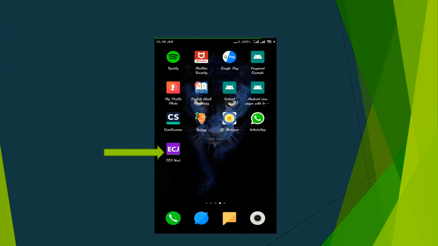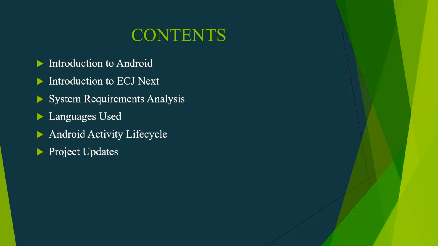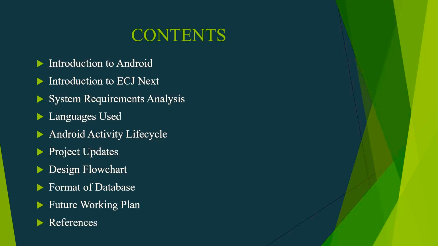So this is how my app icon looks like and the name of the app is ECJ Next. In the contents I have introduction to Android, introduction to my app, system requirements analysis, languages used, Android activity lifecycle, project updates, design and flowchart, format of database, future working plan and the references.